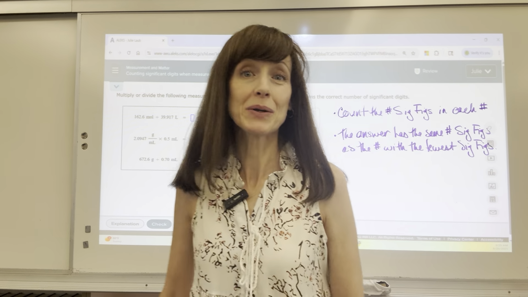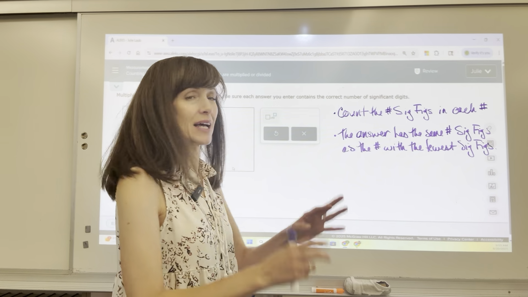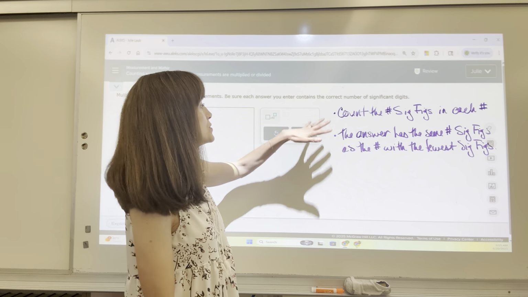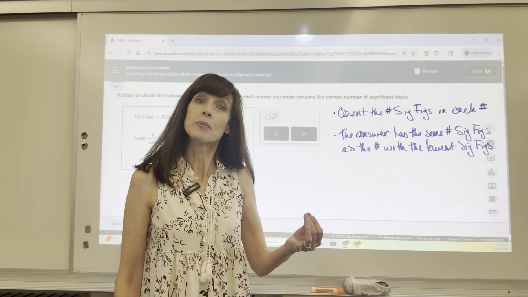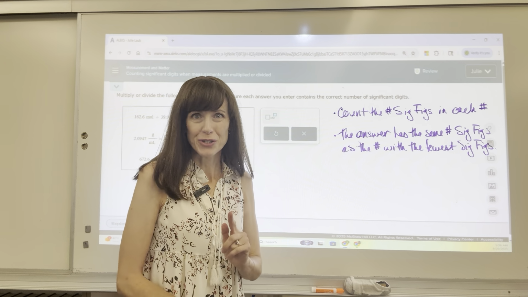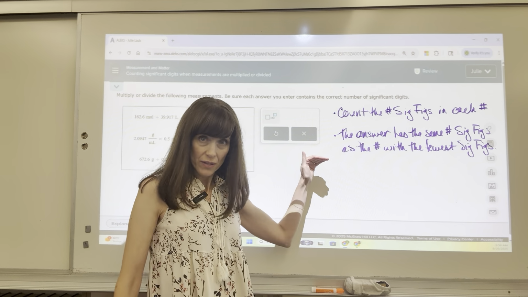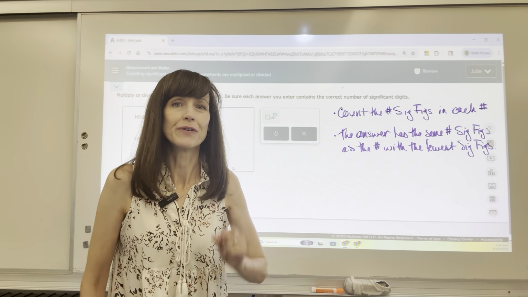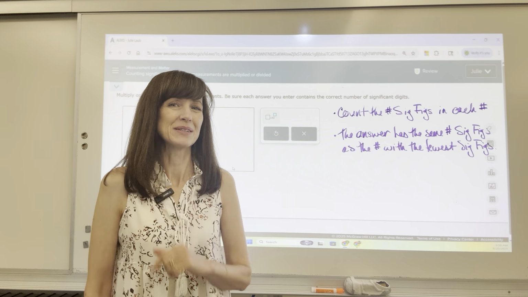Okay, we have one big rule for you. Here it is. I broke it down into two parts. First step that you do is you count the number of sig figs in each number in the problem. And then here's your rule. The answer has the same number of sig figs as the number with the fewest sig figs. Let me do this with you.